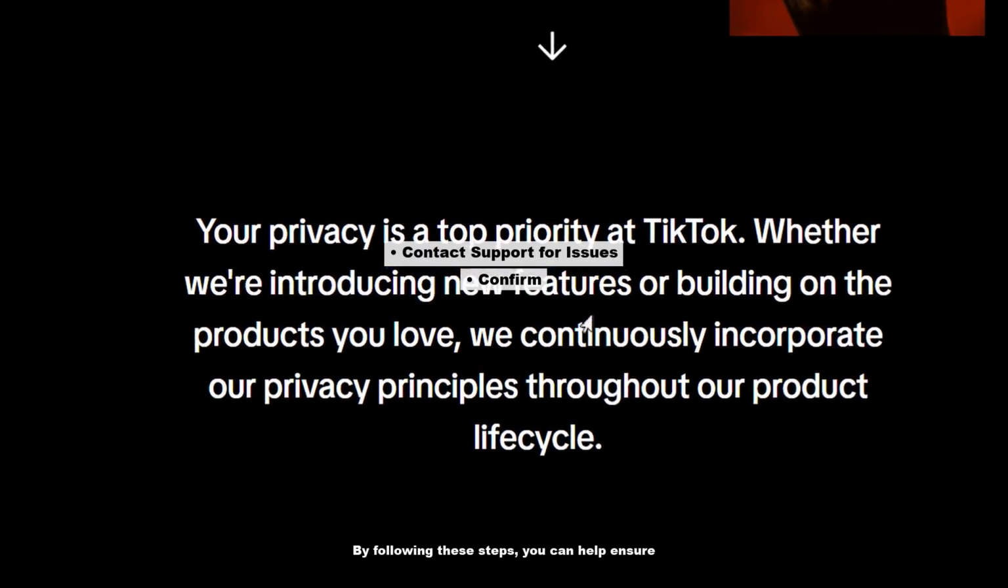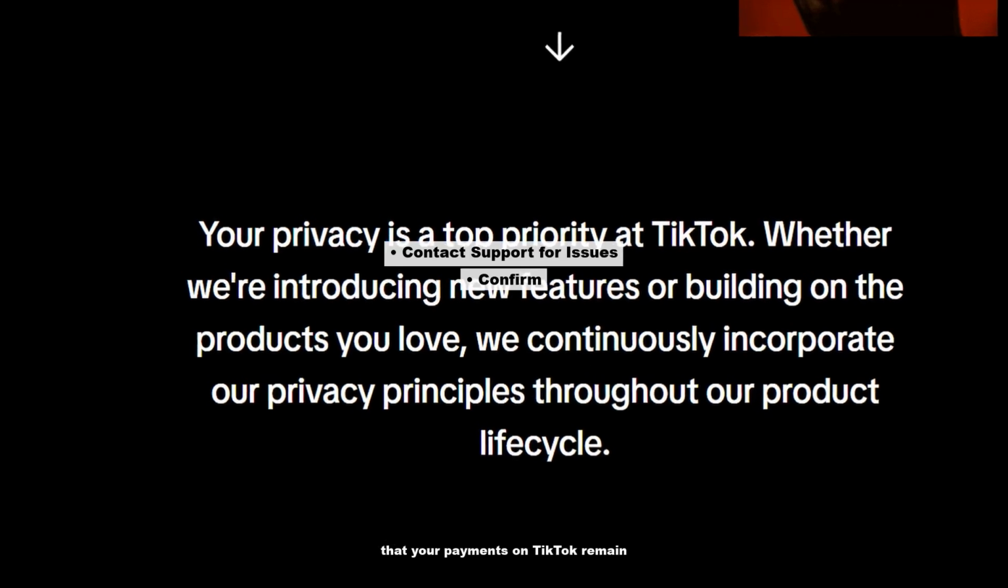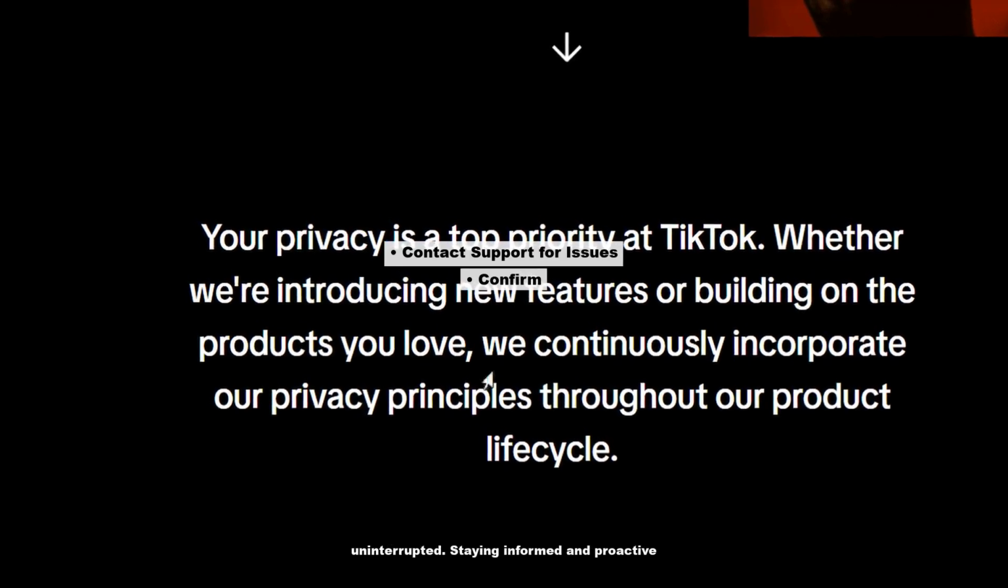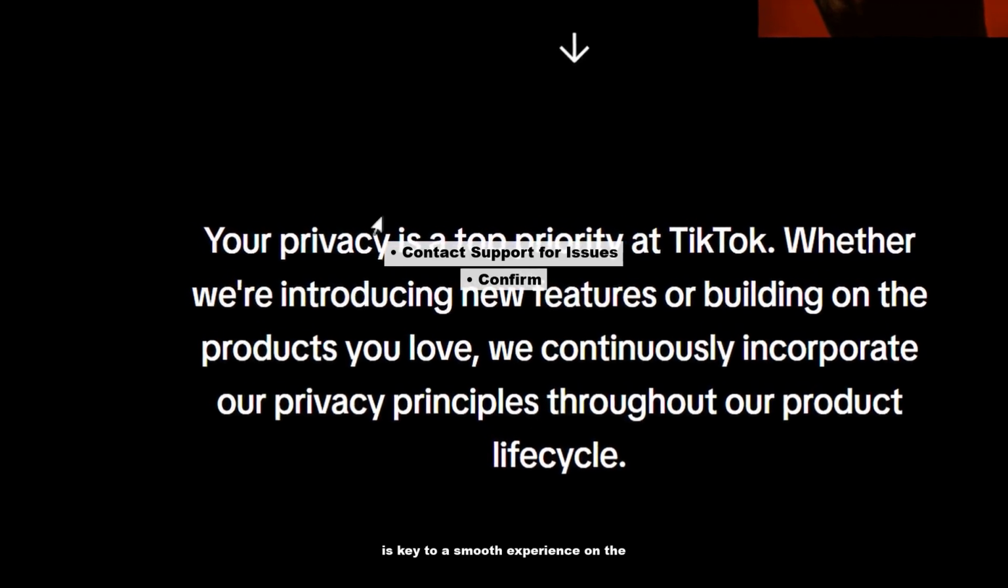By following these steps, you can help ensure that your payments on TikTok remain uninterrupted. Staying informed and proactive is key to a smooth experience on the platform.